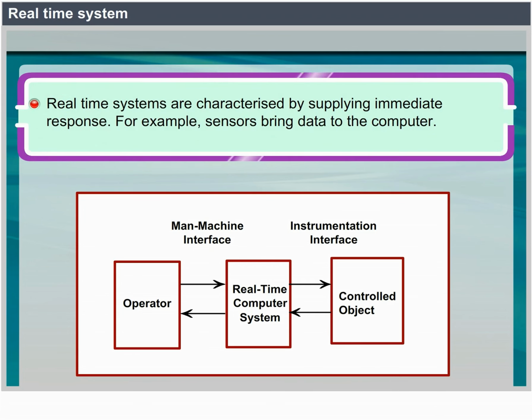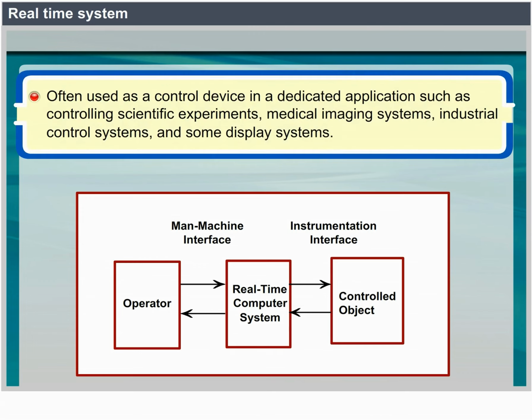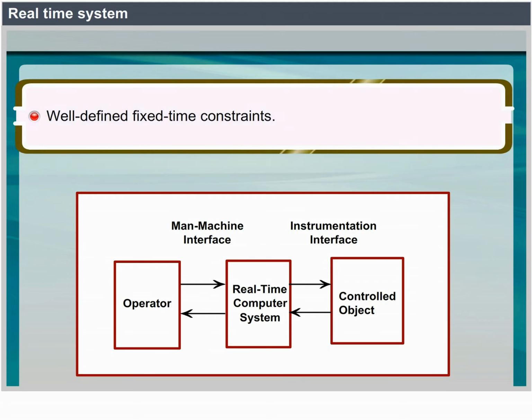For example, sensors bring data to the computer. Often used as a control device in a dedicated application such as controlling scientific experiments, medical imaging systems, industrial control systems, and some display systems. Well-defined fixed time constraints. Types of real-time operating system.